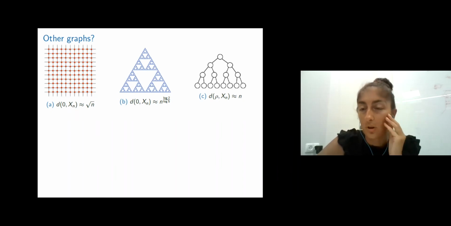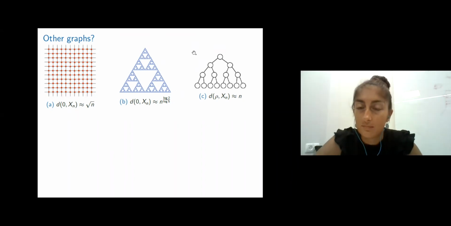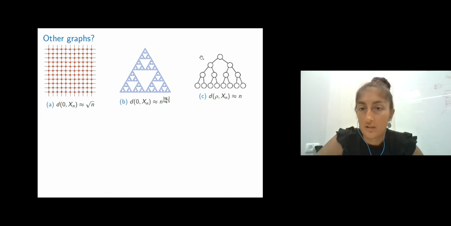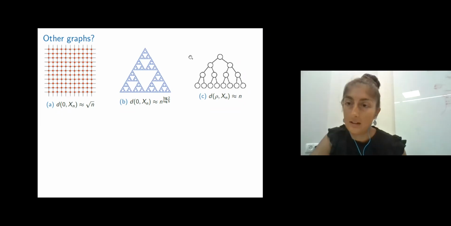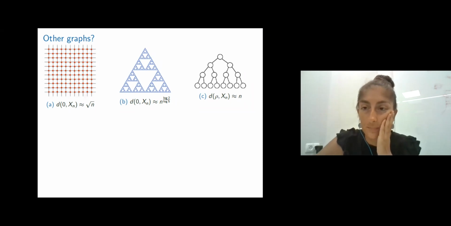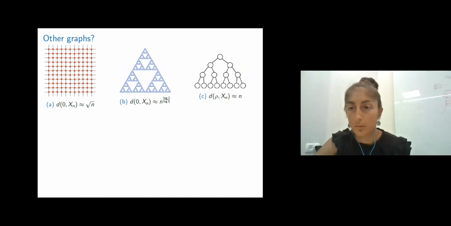But there are also some graphs where you may move faster than on the lattice. For example, here we have a binary tree. And here, because we have a drift downwards away from the starting point, if you start a random walk here, then it will actually move linearly in time. So you can see just from these three examples that you can have different behaviors and different speeds of a random walk on different graphs, depending on the properties of the graph.